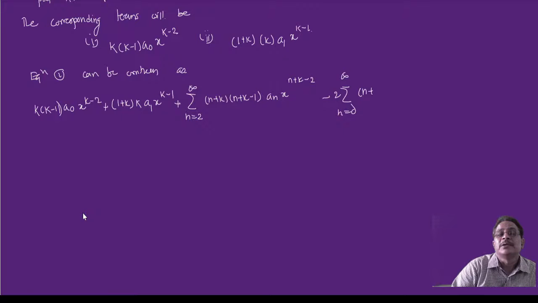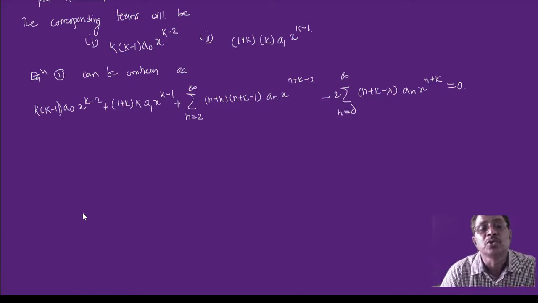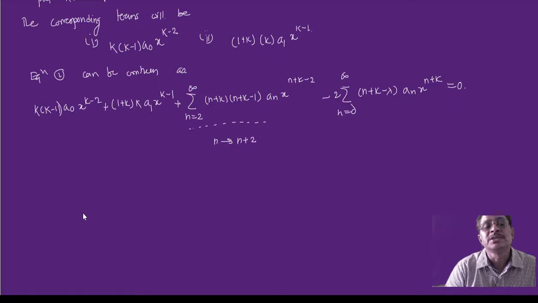Here it is n plus k minus lambda into an times x raised to n plus k only is equal to 0. As usual, again we have to rearrange this term. So substitute n is equal to n plus 2 in this equation, third term here. Okay, so n is to be substituted by n plus 2. Therefore this summation will start from n equal to 0 to infinity and corresponding terms will be right there.